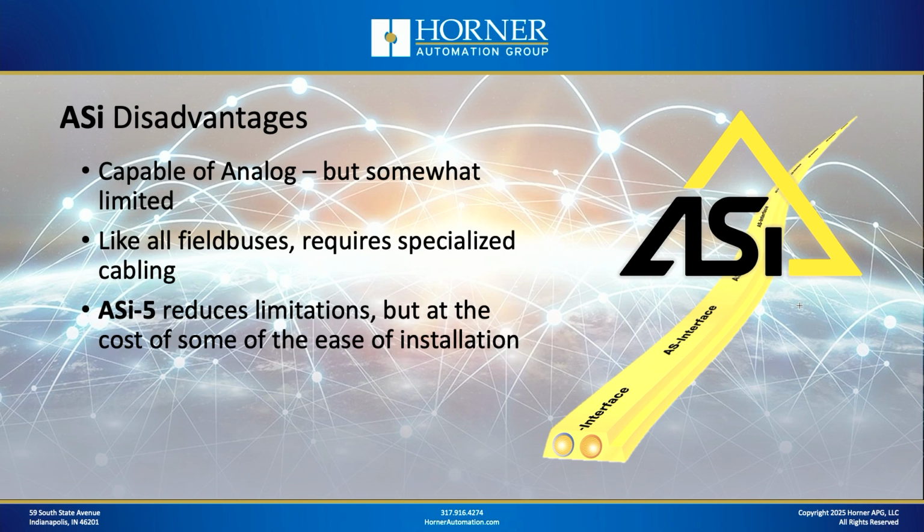Now, there are some disadvantages as well, and I wanted to cover those here on this particular slide. Now, generally, ASi is really, really good with sensors and actuators. It's not really built and it's not strong at analog. It does support analog, but that's not its strength. Also, it is a bit of a disadvantage that you have to use specialized cabling, the flat cabling, but any field bus requires specialized cabling. If you're talking about long distance CAN networks, you need special CAN cable. So really all networks have some specialized cabling, but ASi certainly does with its flat cable. Okay, but it's also one of the advantages of ASi is that flat cable.